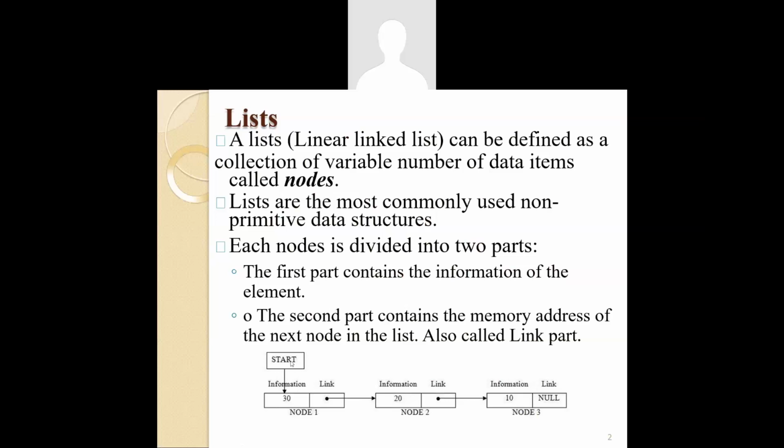I have a start pointer. The start will always address the first node. Say the start indicates address 1000. From address 1000, it points to the information of node number 1. I have a collection of 3 nodes. The first node is 30, and its link contains the address of 20. The second node value is 20, and it contains the address of the next node, 10. After 10, I don't have any more nodes, so the last link is marked by null. That is the ending of the list. This is the representation of the list.